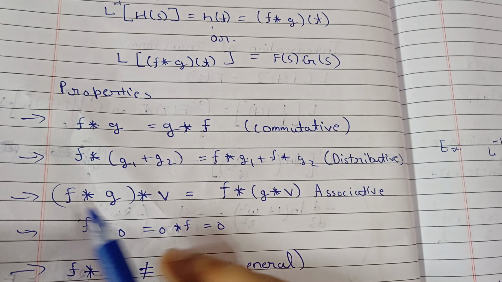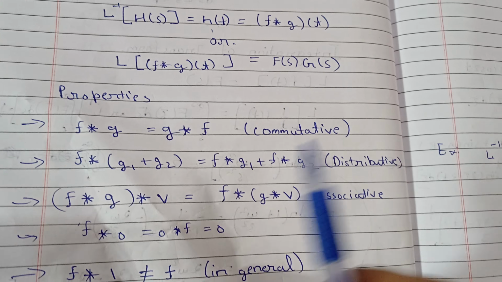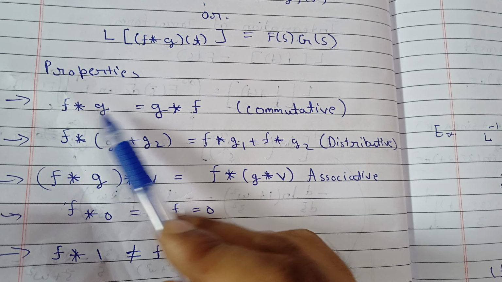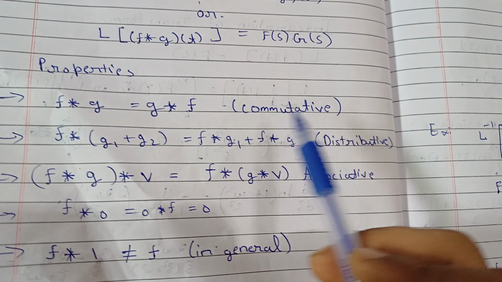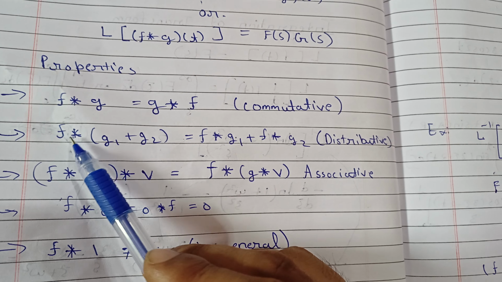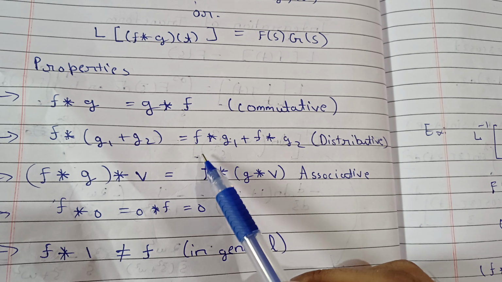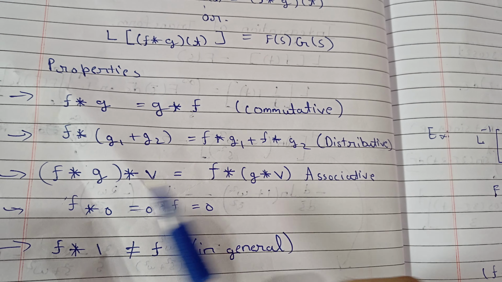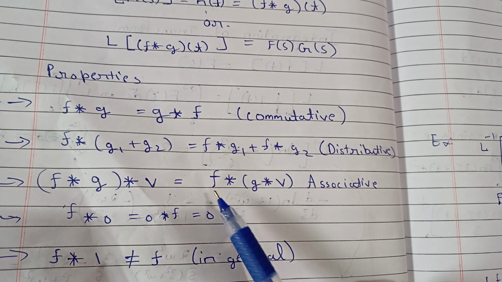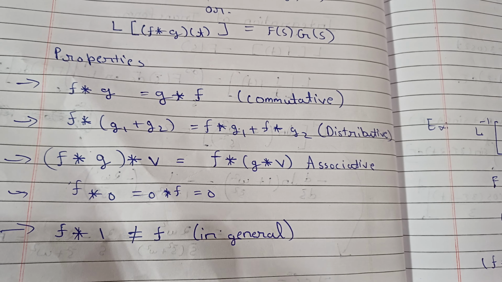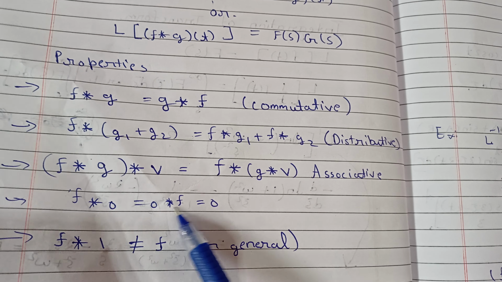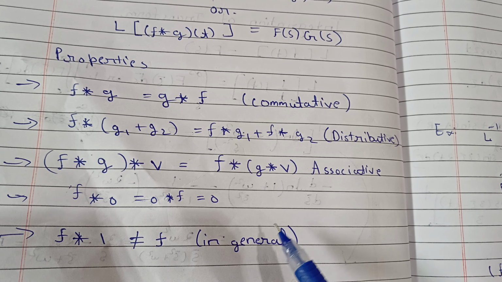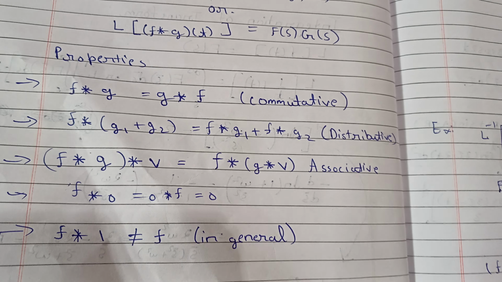Let's see some properties of convolution. Then you will see some examples, and then you will see what convolution is. So the convolution of f and g is equal to g and f, so it is commutative. And the convolution of f with g1 plus g2 is equal to f convolution g1 plus f convolution g2. This is the distributive property. Then the associative property: f convolution g, convolved with v, equals f convolved with g convolution v. Now f convolution with 0 is 0 convolution f, equal to 0, and f convolution with 1 is not equal to f in general. It can be equal to f, but in general it is not.